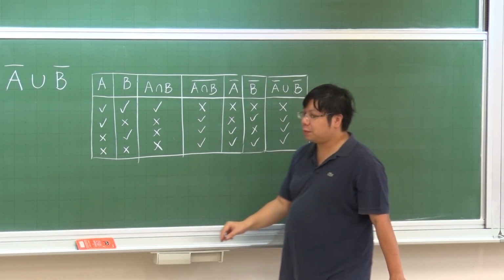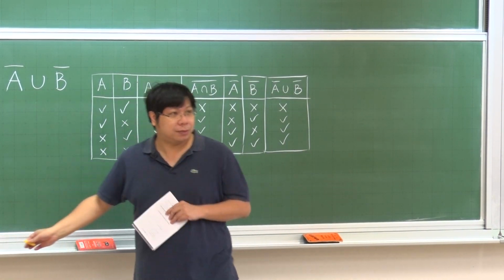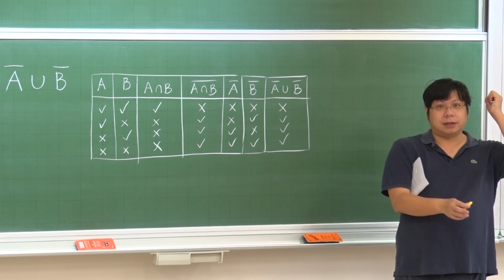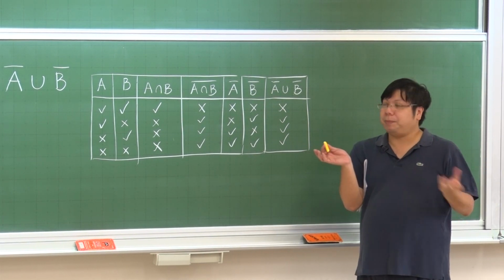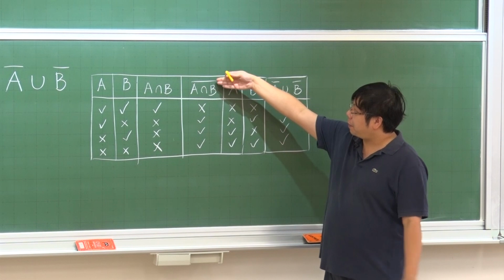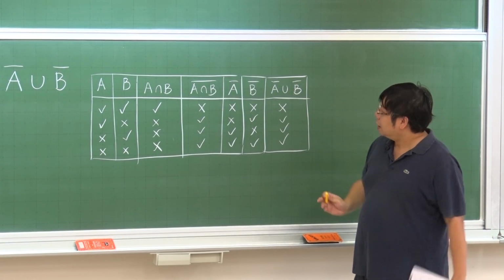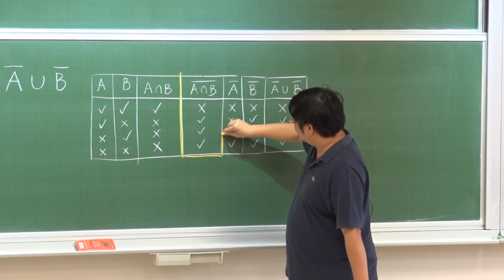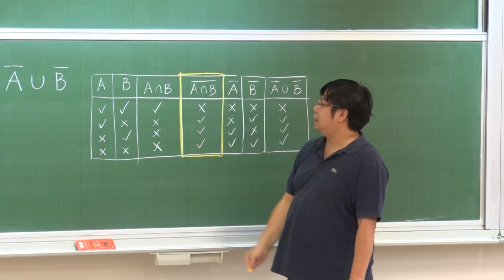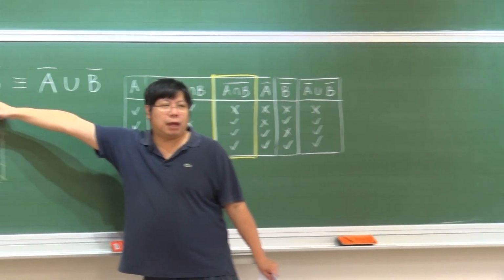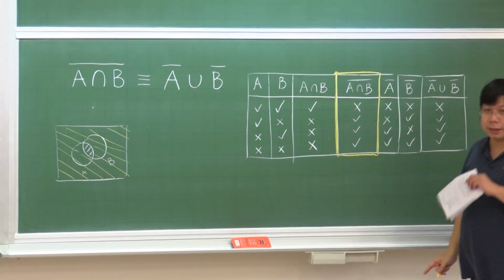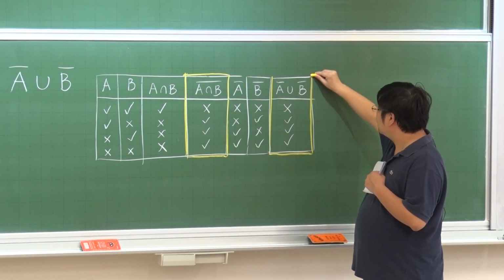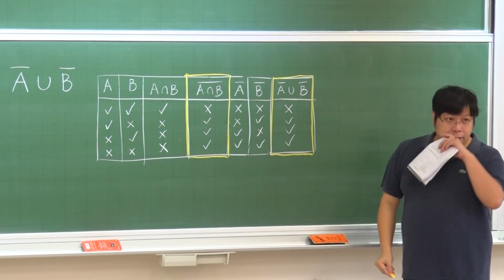And now, once we have completed this membership table, this table is to check for any item, if it is a member of this one and this one, will it be a member of this one, and so on and so forth. And after we have computed this, we focus on this column. This column is about what happens in A intersect B complement. And also this column is in not A union not B.